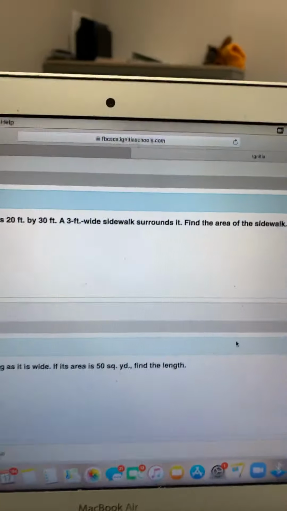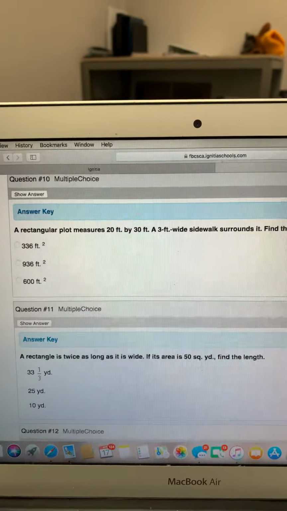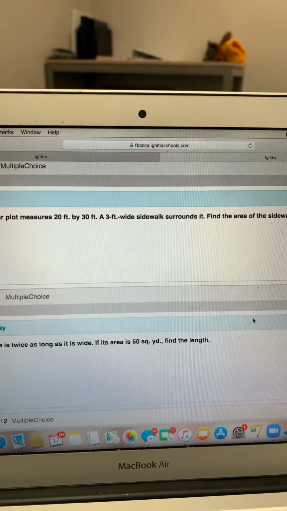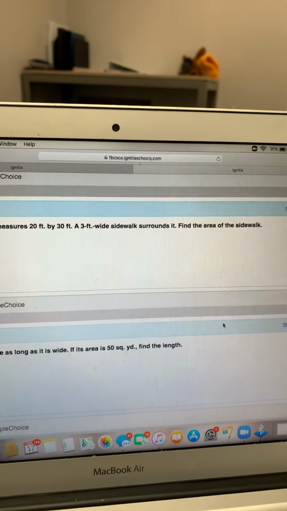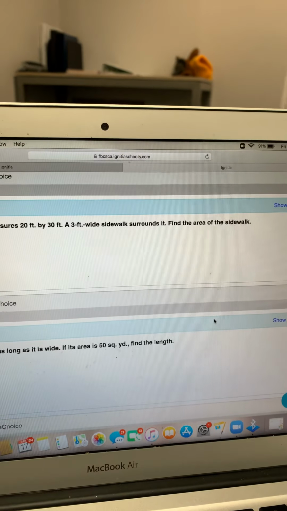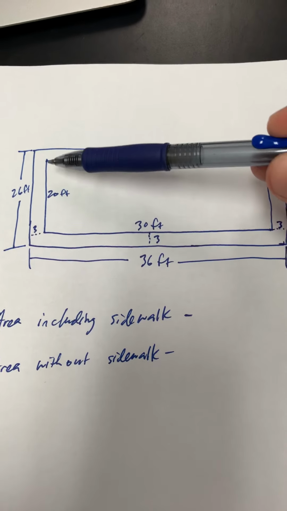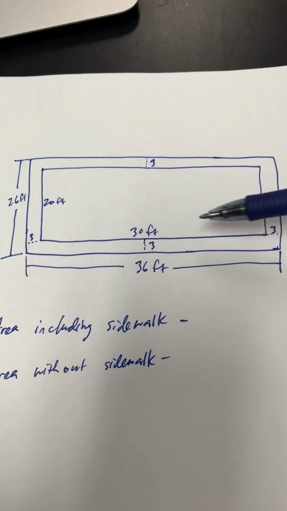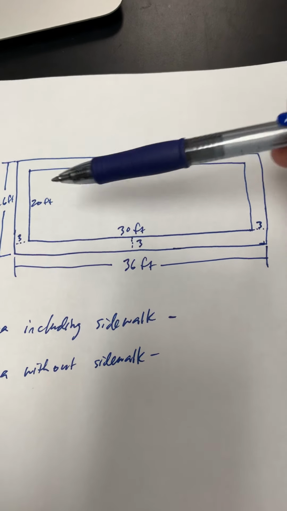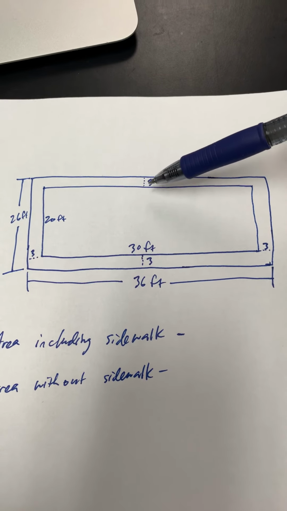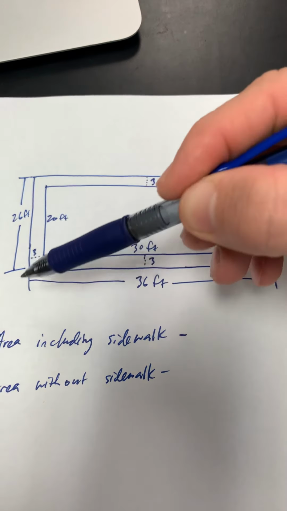Okay, it says a rectangular plot measures 20 feet by 30 feet. A 3 feet wide sidewalk surrounds it. Find the area of just the sidewalk. Okay, so see if you can figure out what I've got here. All right, so this is the original plot, 20 by 30. And then there's a 3 foot sidewalk that surrounds this thing.